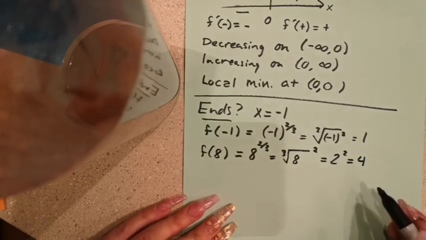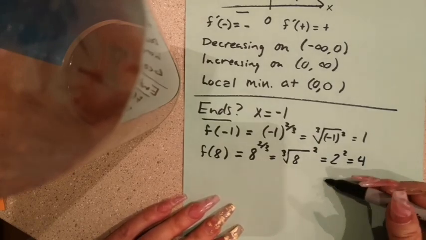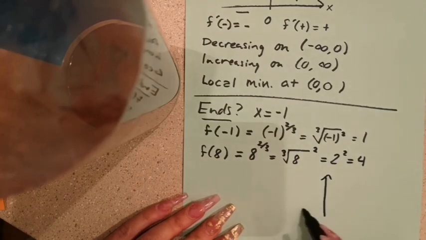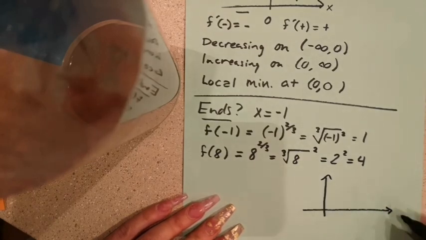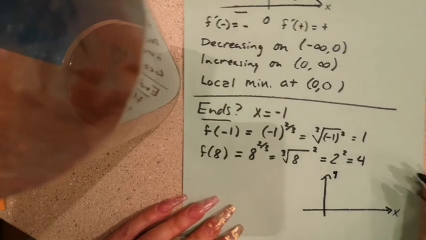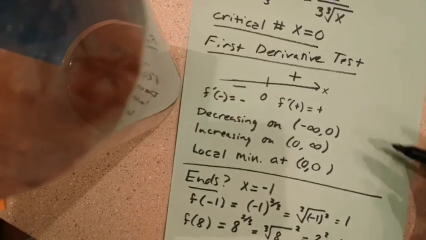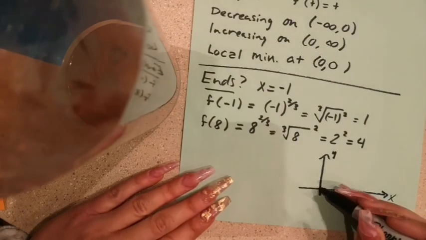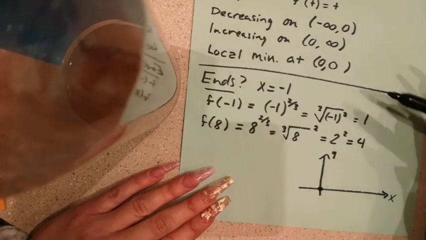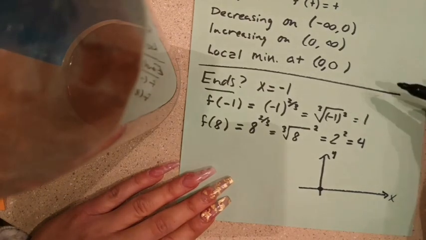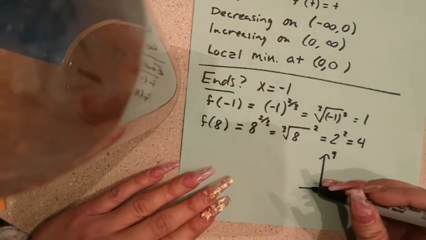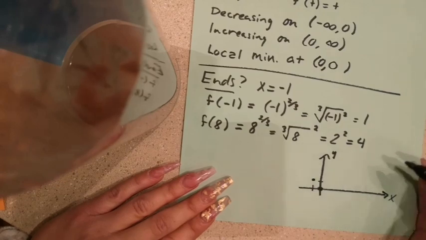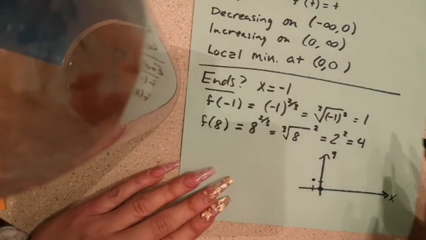So what does all this mean? If I do a rough sketch based on the information I found, to get an idea of what's going on: I know I had a local min at (0, 0). Put that here. On the end, at x = -1, the y-coordinate was 1, so I have a point right here, (-1, 1). And then at 8, the y-coordinate was 4.